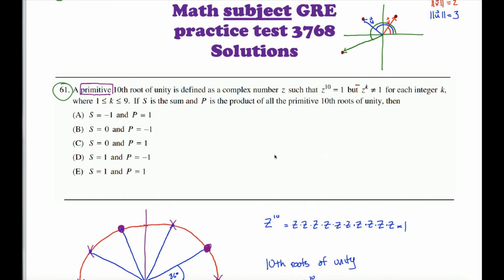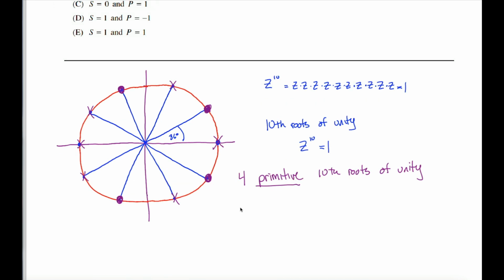What we're interested in is 2 things, S and P. S is the sum of these numbers, P is the product of these numbers. Let's first find S.